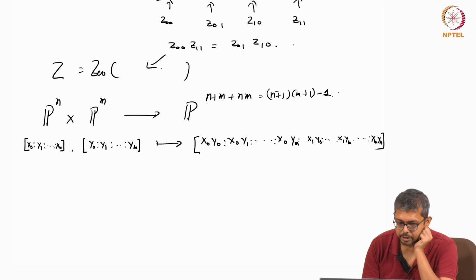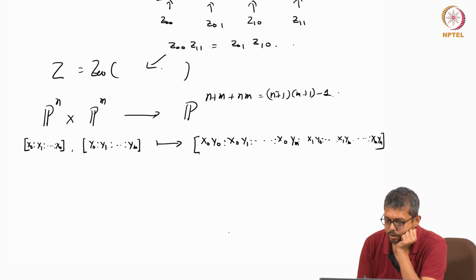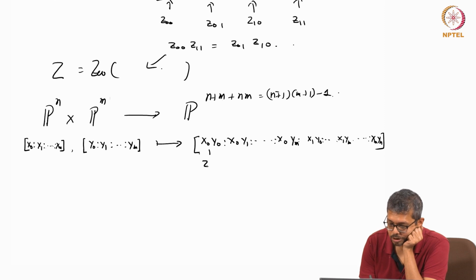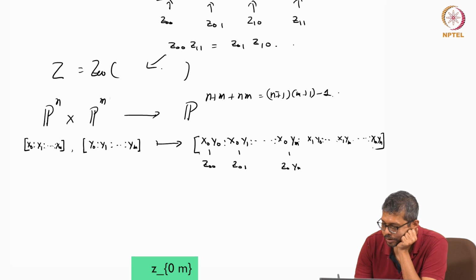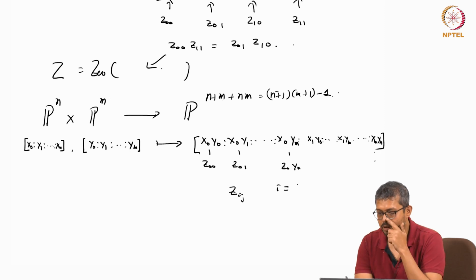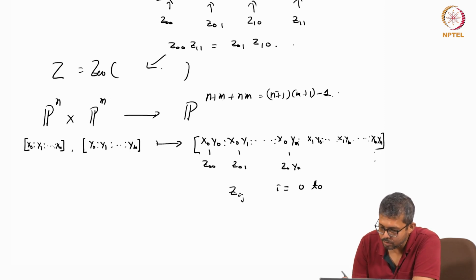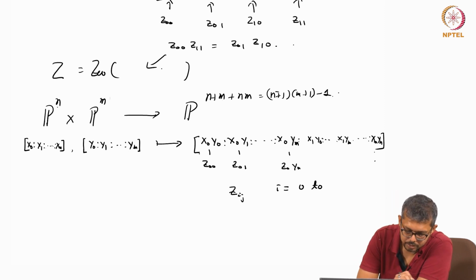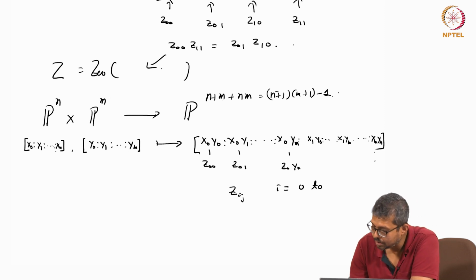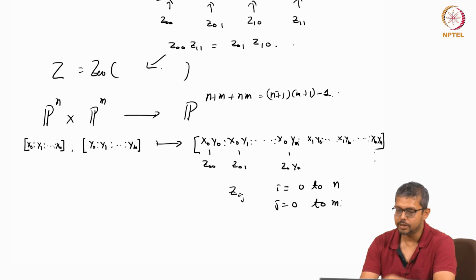So now the point is that it satisfies some equations. If you call this coordinate z00, this coordinate z01, and this z0m, then in particular zij, where i equals 0 to n and j equals 0 to m, right.